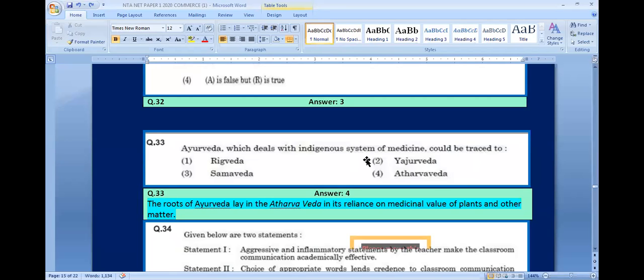Ayurveda, which deals with the indigenous system of medicine, could be traced to the Atharva Veda. So this is there in the theory. The roots of Ayurveda lay in Atharva Veda in its reliance on the medicinal value of plants and other matter. So it is a little bit in-depth question. It is not directly from your syllabus.